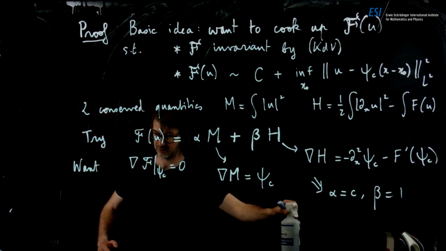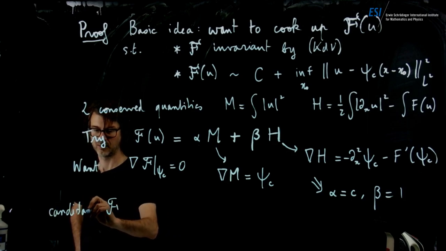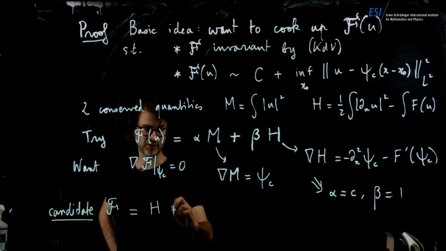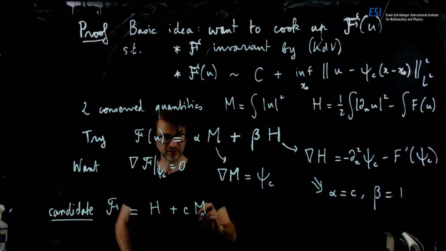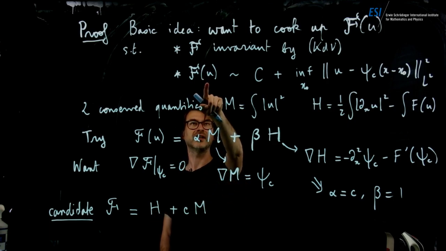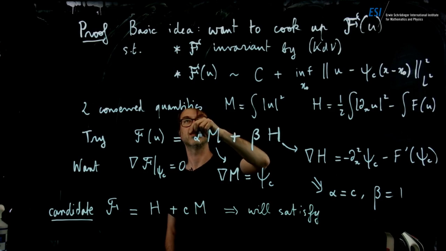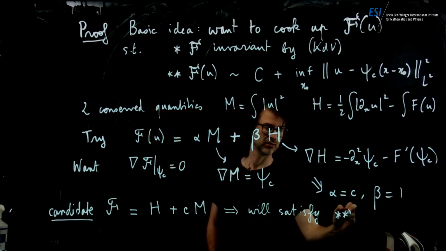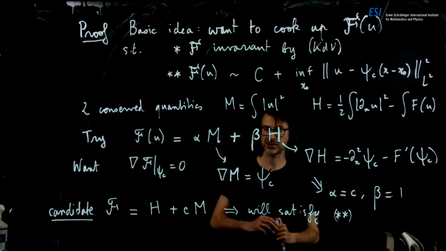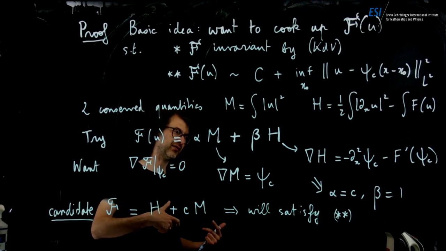Okay, so now the candidate that we have is F, which is the energy plus c times the mass. And the surprising thing is that if you take this functional, it's going to satisfy this star-star condition. Of course, it's due to the structure of the equation, but it's a bit of a miracle that this most simple choice of the functional F actually does the job.